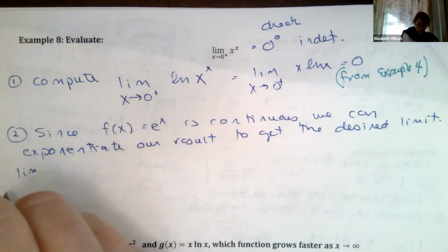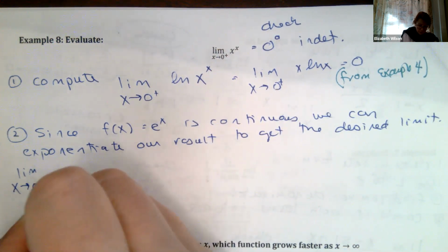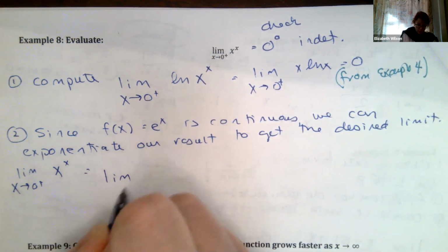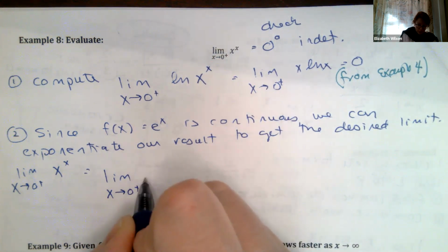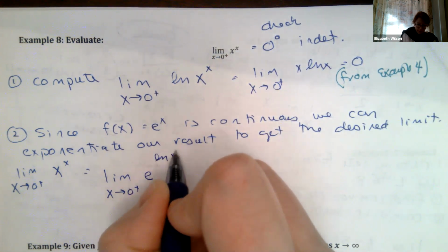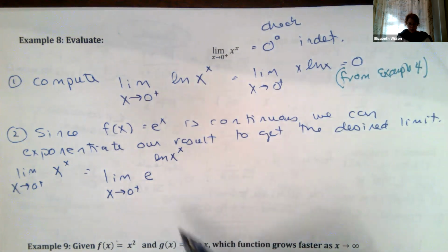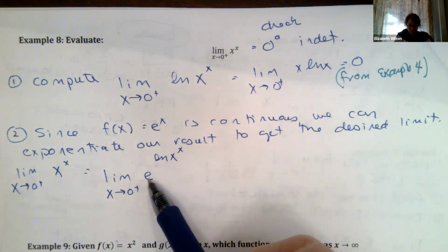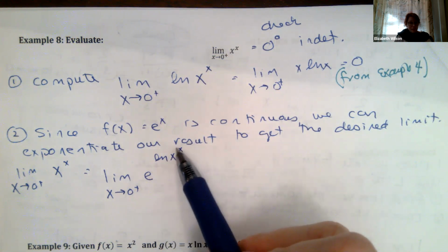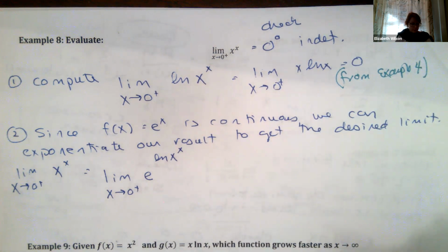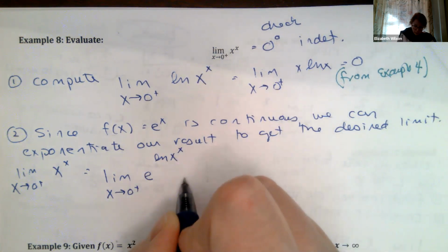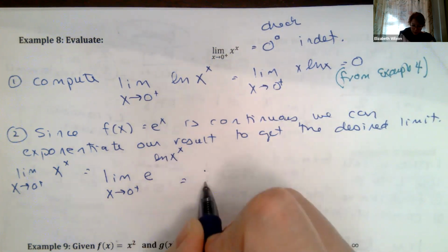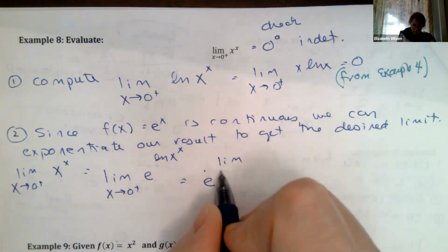The limit as x goes to 0 from the right of x to the x is equal to the limit as x goes to 0 of e to the ln of x to the x. Remember, e to the x and ln of x are inverse relationships. So that means e to the ln of something is equal to that something. That's exactly what we've written here. We know e is just a number, and we already did this work here. So this is e raised to the limit.